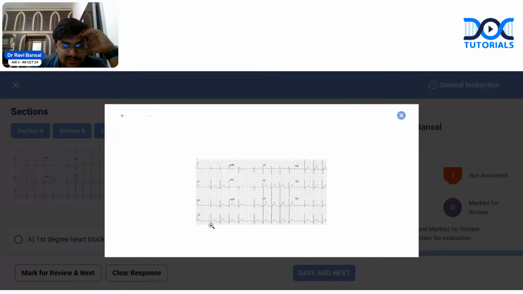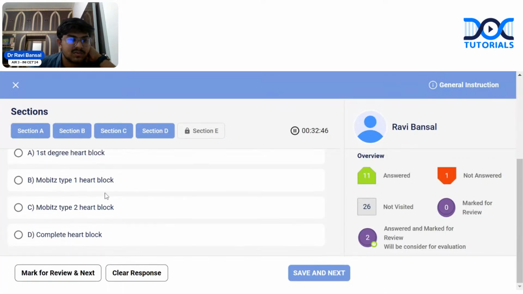So I think there's a QRS after every P, but suddenly after this P, the QRS complex dropped. Then again it started, and obviously the PR interval is also increasing. It again happened after the 4 QRS complexes. So I think it is Mobitz type 1, the Wenckebach phenomenon. PR interval increasing, then suddenly one QRS is dropped, then the cycle repeats. So I think it's Mobitz type 1.